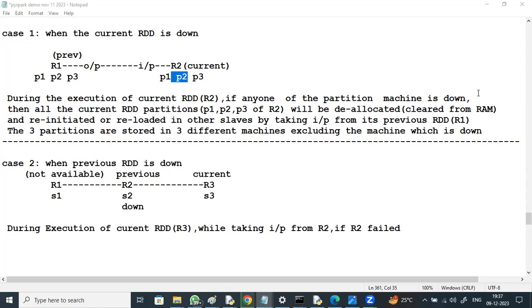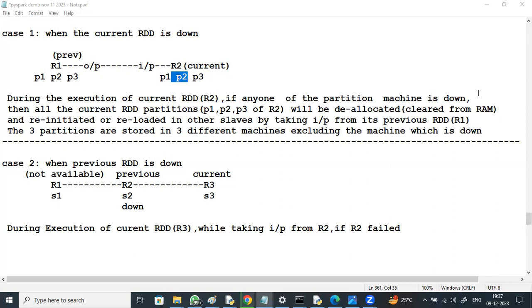For example, there are 2 types of transformation: narrow transformation and wide transformation. Later I'll be discussing those. Narrow transformation means no shuffling of data. Same from P2 to P2, P1 to P1, data will be moving. Narrow transformation means from R2 P1 to R3 P1 data goes, from P1 to P1, P2 to P2, P3 to P2. That is what narrow transformation is.